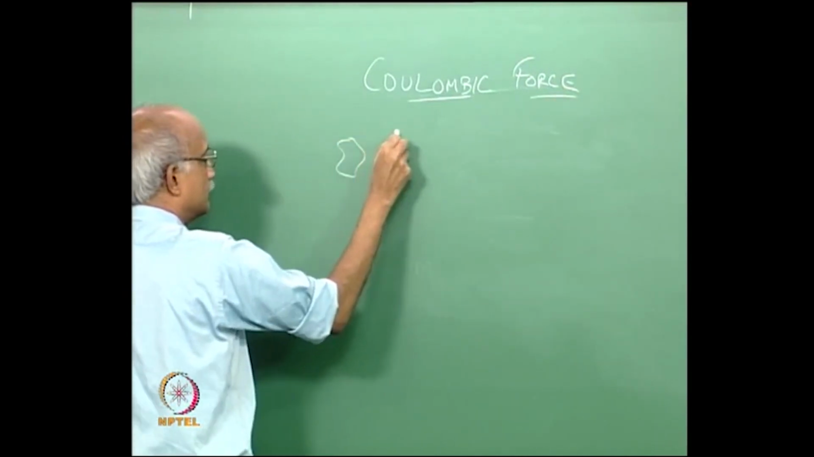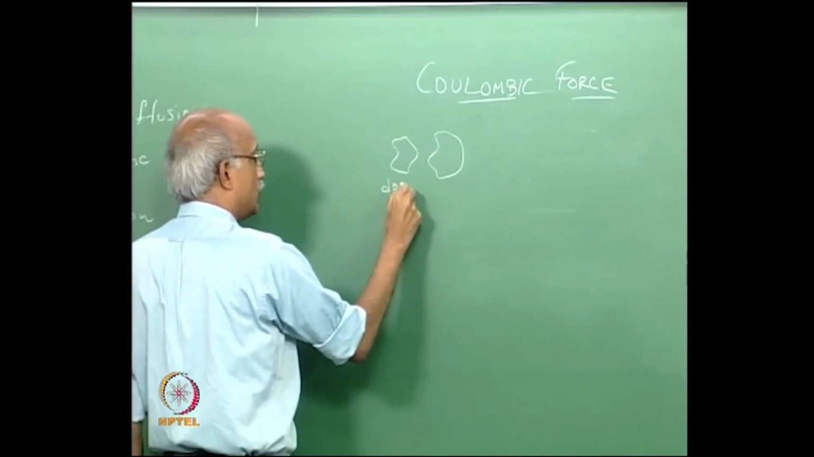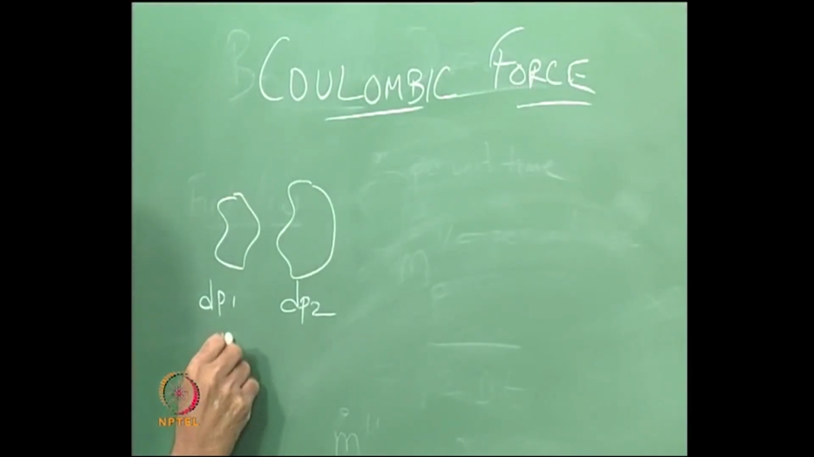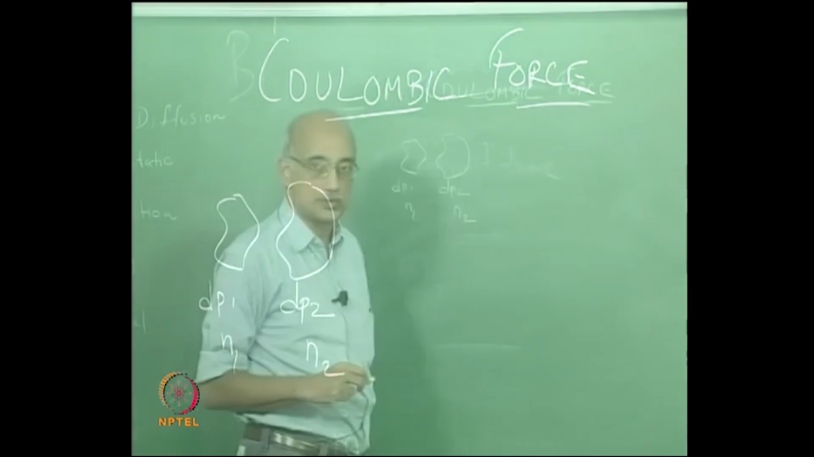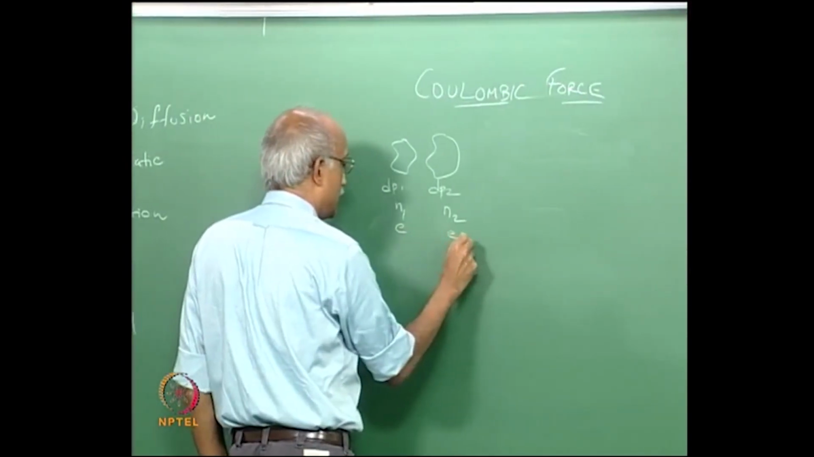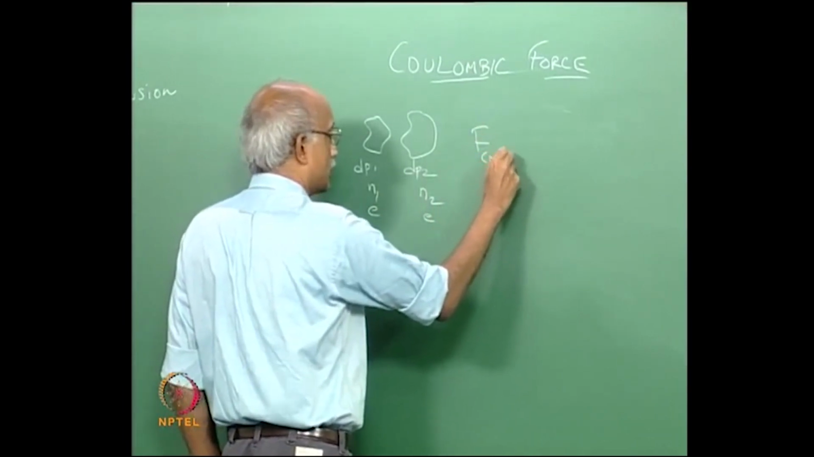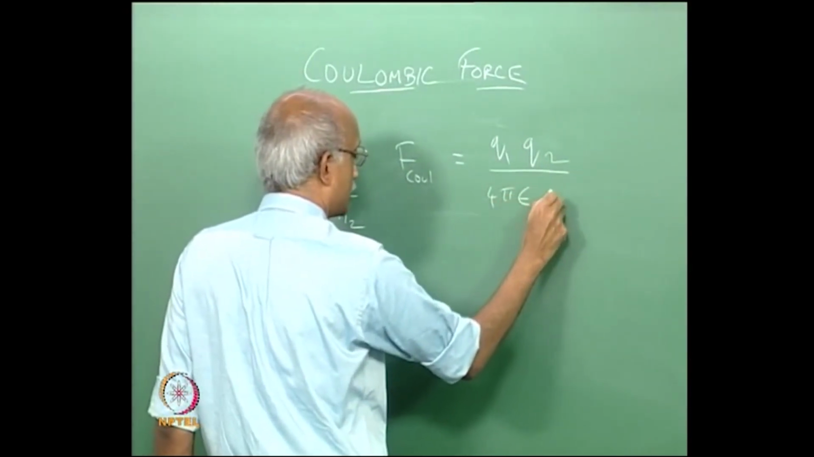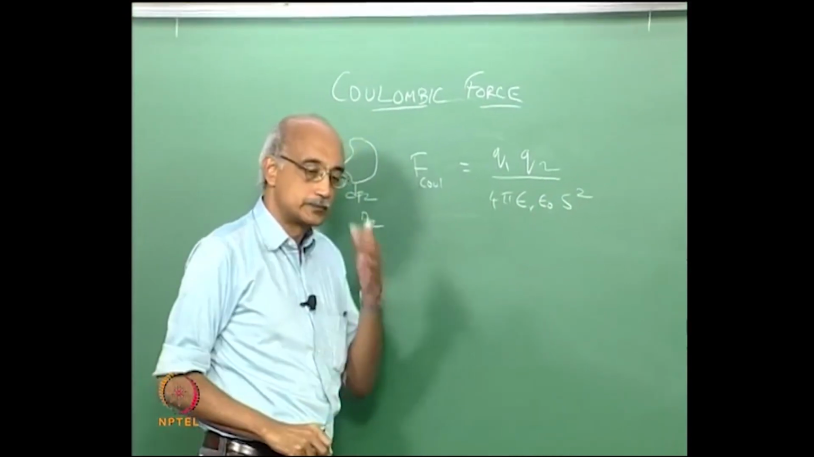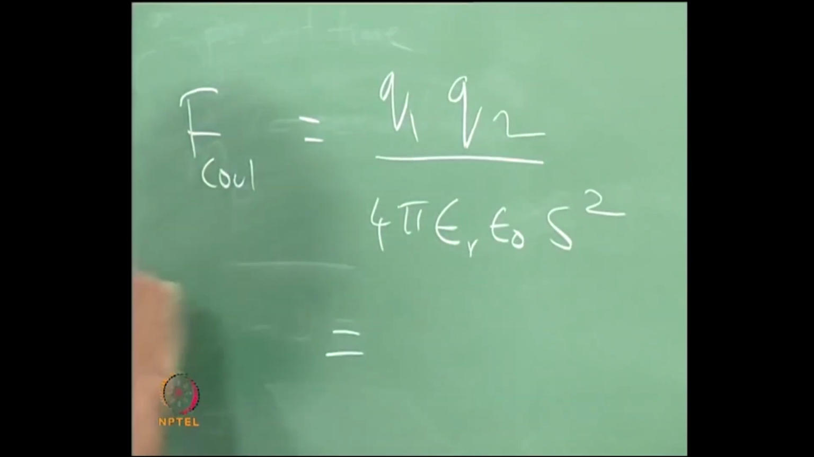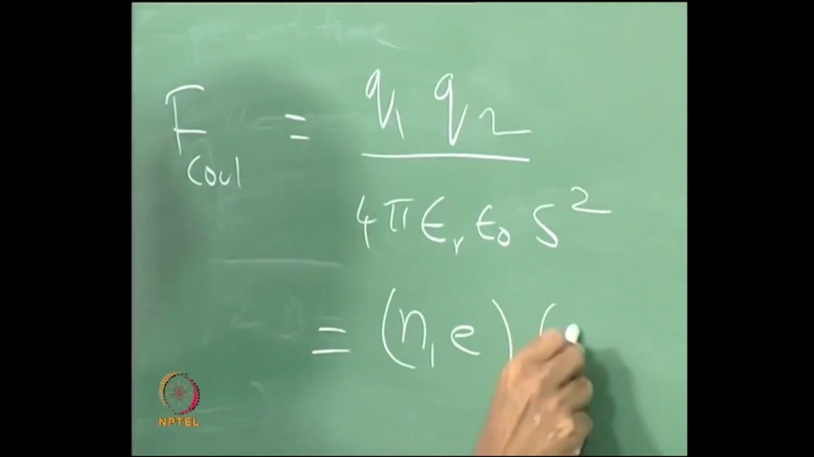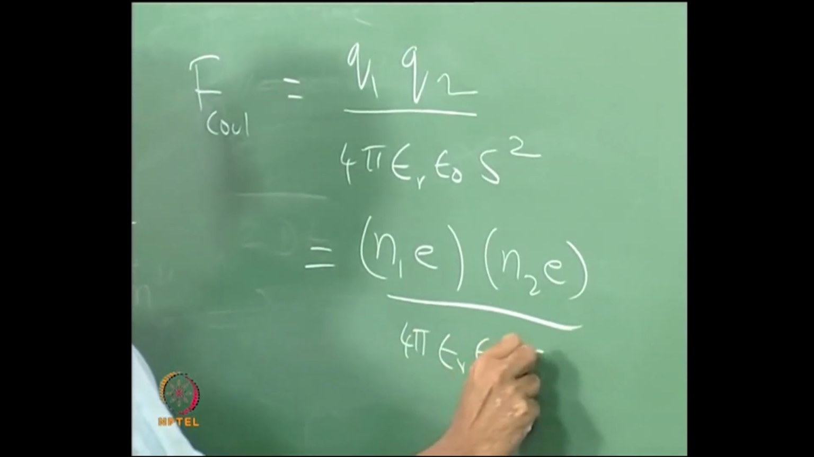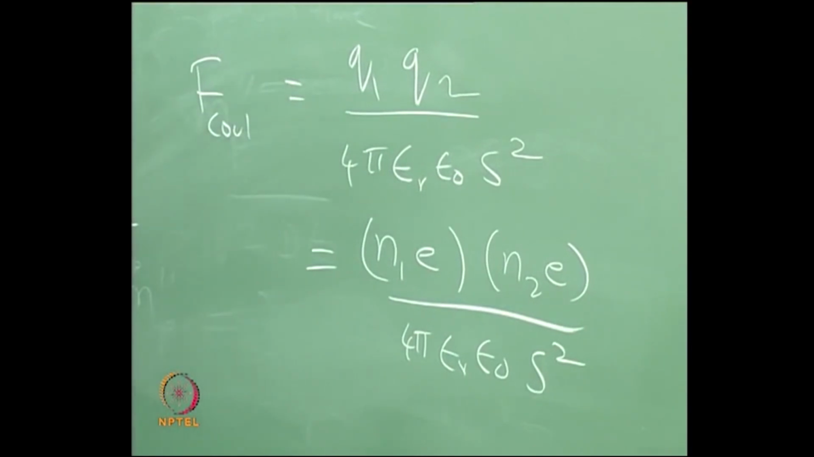So if you have two particles with sizes dp1 and dp2, and the first particle has n1 charges and the second particle has n2 charges, of course each charge unit is E, then the Coulombic force of interaction between them, which is equal to q1 q2 over 4 pi epsilon r epsilon 0 s squared, can be written as n1 E times n2 E divided by the denominator, s squared, where s is the distance of separation between the particles.